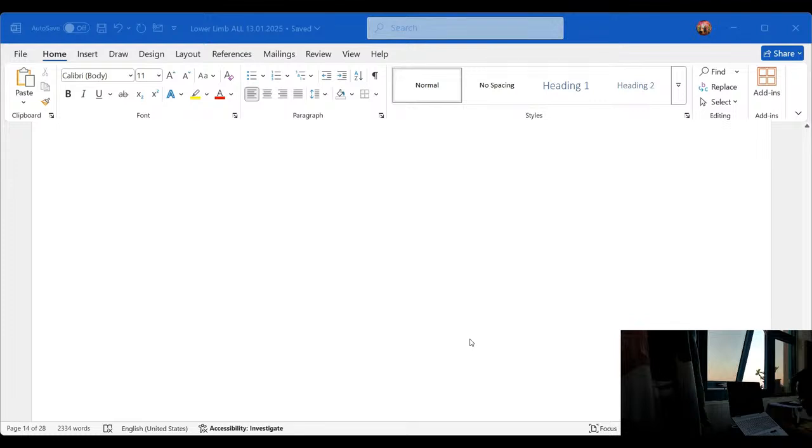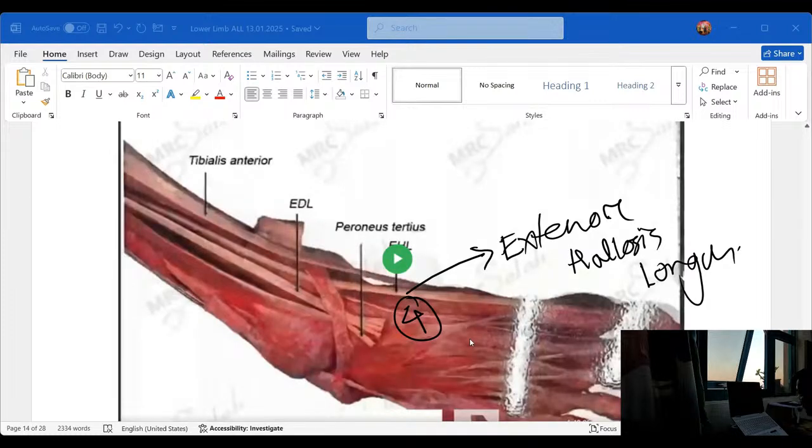This one down. Okay. Now this is extensor hallucis longus, tibialis anterior, extensor digitorum longus, and peroneus tertius, extensor digitorum longus, extensor hallucis longus, tibialis anterior.